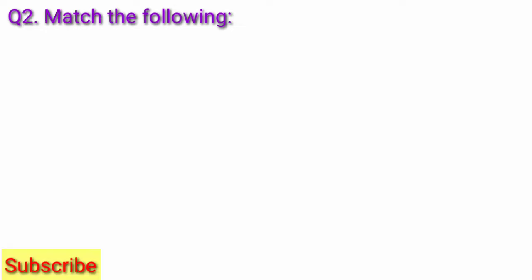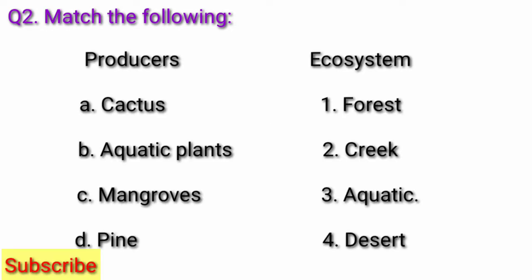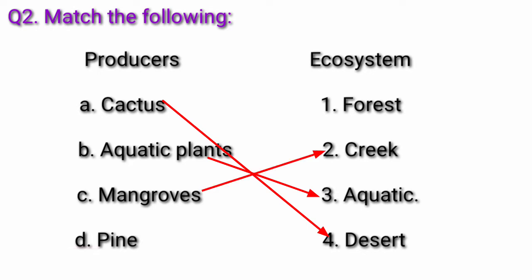Question 2. Match the following. Producers: A. Cactus. B. Aquatic plants. C. Mangroves. D. Pine. Ecosystem: 1. Forest. 2. Creek. 3. Aquatic. 4. Desert. Answer: A. Cactus, desert. B. Aquatic plants, aquatic. C. Mangroves, creek. D. Pine, forest.